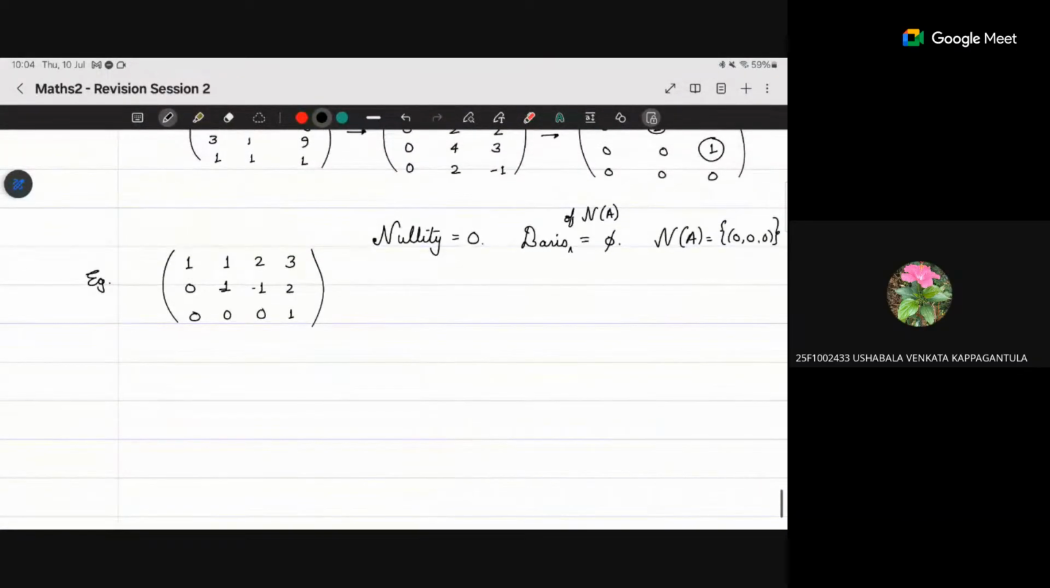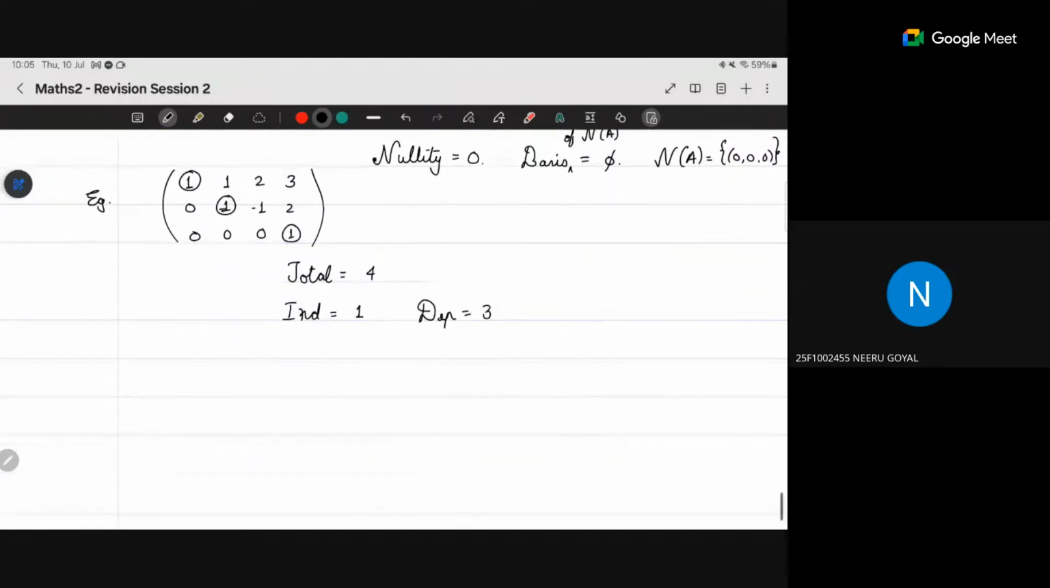And suppose my REF is like this, just to demonstrate how to construct a basis. Suppose I have a matrix, and after doing REF, I landed on this. How many total variables are there and how many of them are independent? Four variables in total. Independent is 1, and dependent is 3. So what is the rank of this matrix? 3, and nullity is 1.